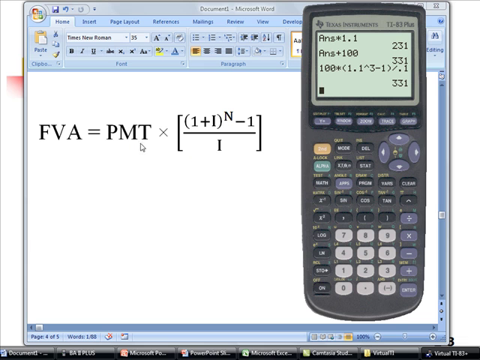Multiply 3.31 times the payment of $100 and you'd get the 331. I don't encourage people to rely on that too much, because the problem that you can run into with that approach is that the tables can never give you every possible interest rate. They may give you 10% for 3 years, but what if you needed 10.25%? That may or may not be on the table.